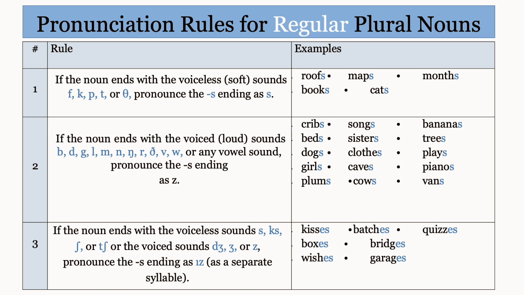Our third and final rule is for sibilant sounds, the buzzing, hissing, or rushing sounds like s, z, sh, and ch. When a noun ends with these sounds, adding an s creates an extra spoken syllable pronounced as iz.